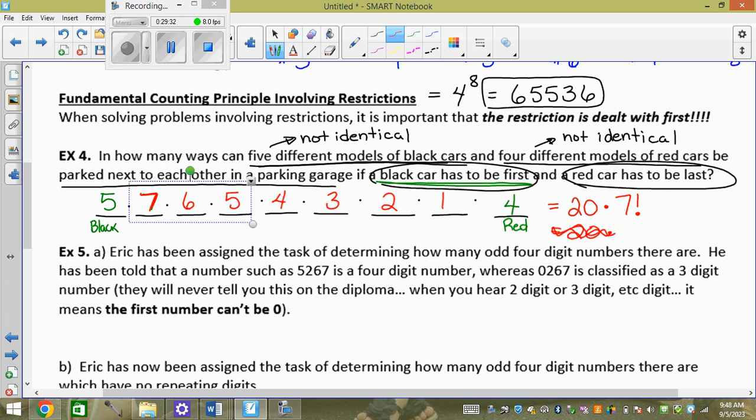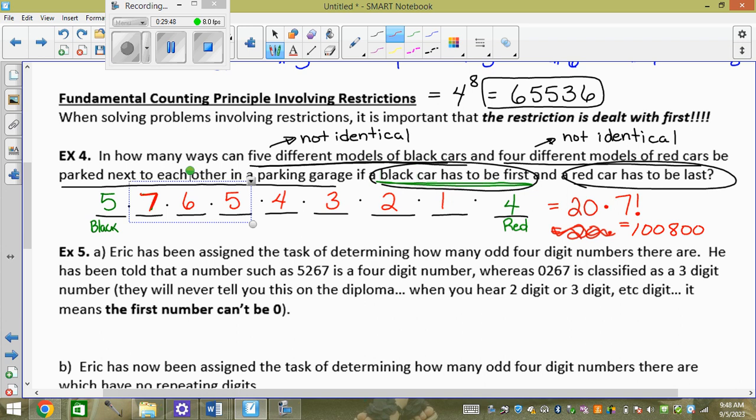So what is the answer to this one? What do we get for this one? Here's my little 100. So would we just do that, or are we going to write a sentence? We're going to write a sentence.